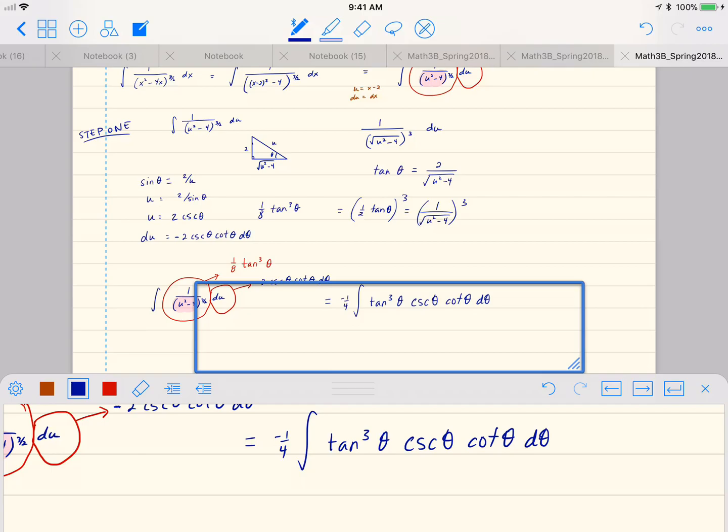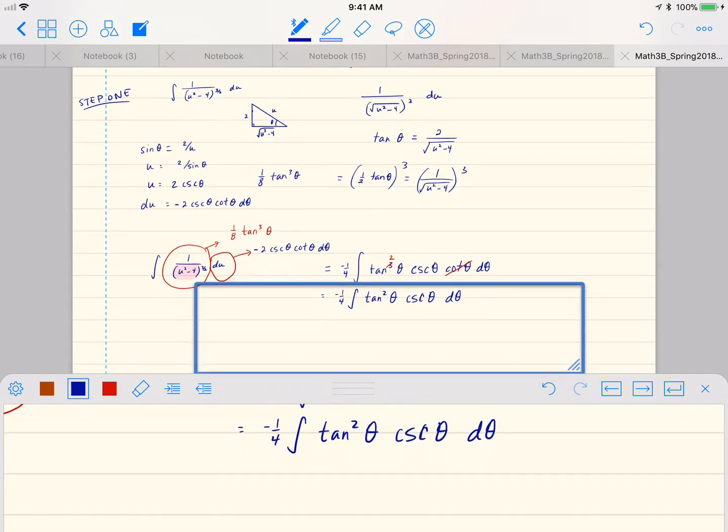So hopefully some of these quantities will cancel out. I can tell right off the bat that a cotangent is going to cancel out with one of my tangents because tangent and cotangent are reciprocals of each other. So that's helpful. So I'll have -1/4, the integral, tangent squared theta, cosecant theta, d theta. And let's see what we can do.